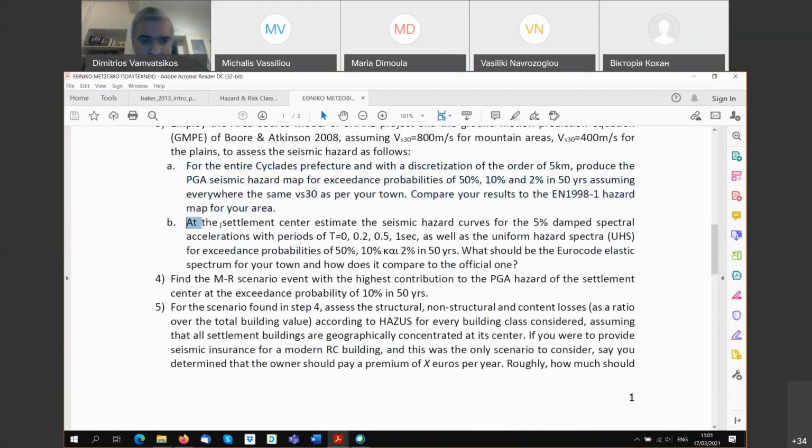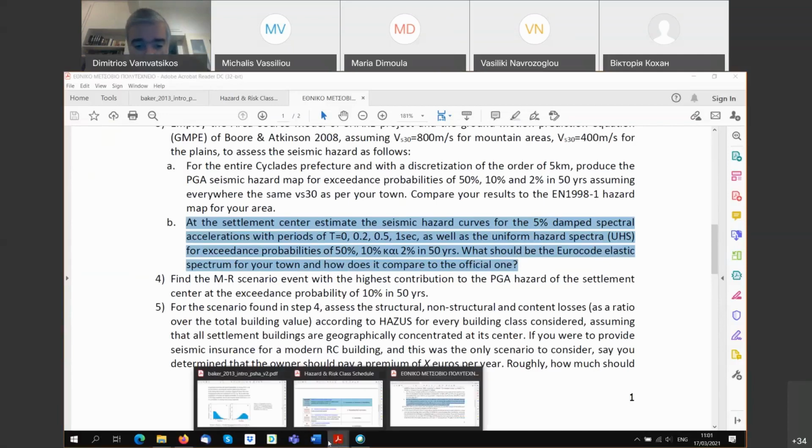About question B. It's the settlement center, whatever we chose for you as the settlement. You need to estimate the seismic hazard curve for the 5% damped spectral accelerations with periods of 0, 0.2, 0.5, and 1 second, as well as PGA, okay? As well as the uniform hazard spectra, the UHS, for exceedance probabilities of 50%, 10%, 2% in 50 years. Again, what should be the Eurocode elastic spectrum for your town and how does it compare to the official one?